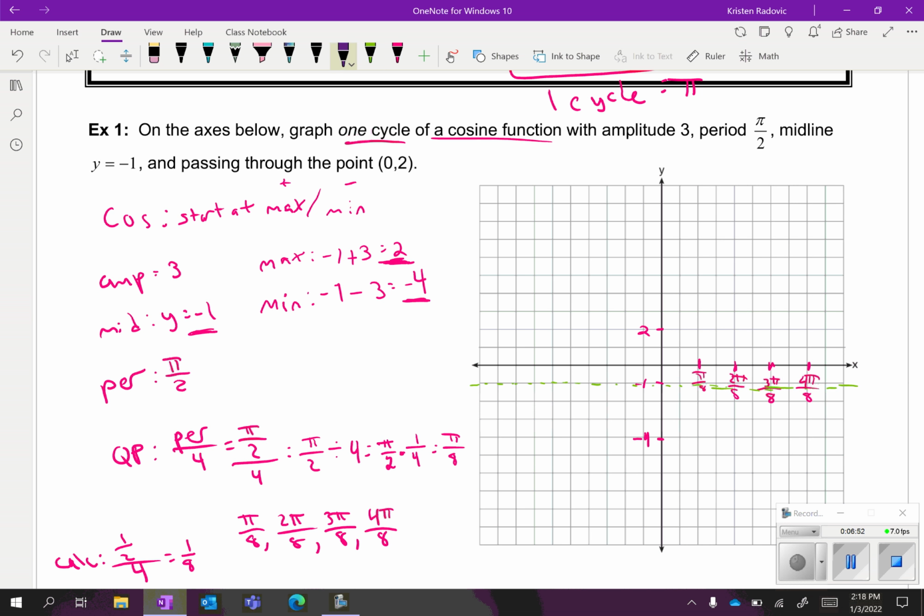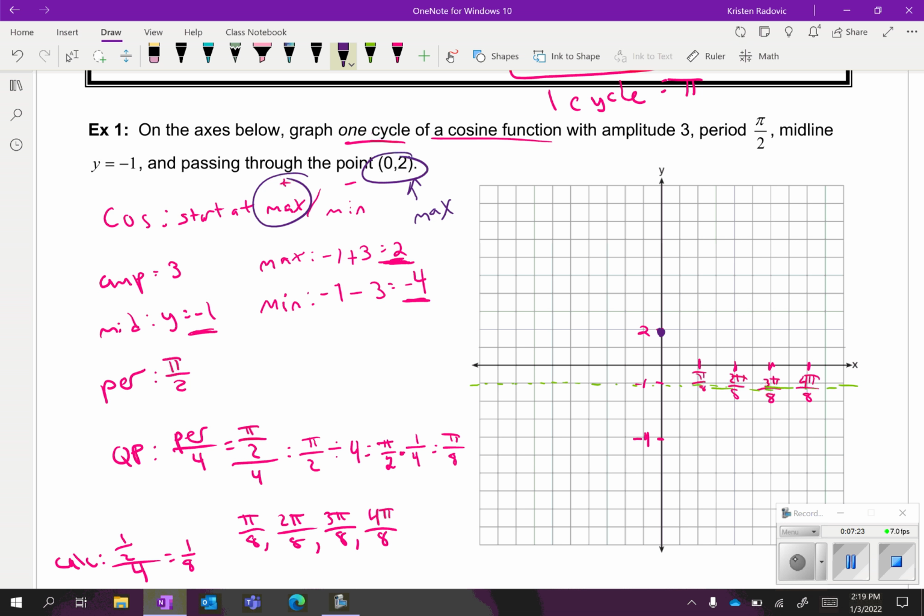Now, we still don't know whether we're supposed to start at the maximum or the minimum because they didn't tell us if this was a positive or negative cosine curve. If they didn't give you enough information, you are allowed to choose whether you want to make it positive or negative. However, they did tell you you're starting at 0, 2. And 0, 2 happens to be our maximum value. So this must be a positive cosine curve.